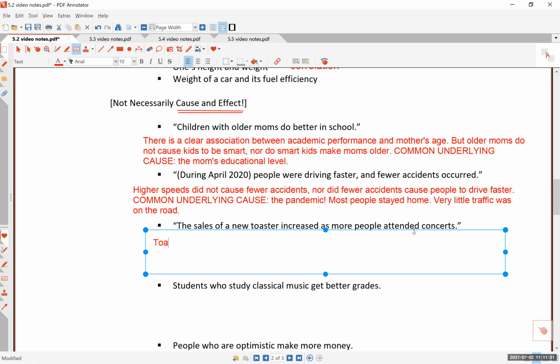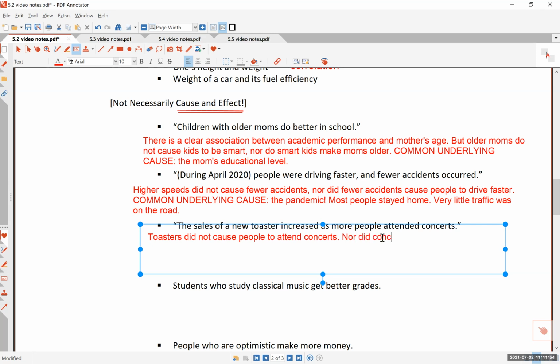Okay, toasters did not cause people to attend concerts. Is that believable? Yeah, I mean, it's ridiculous to say that when people buy toasters, that somehow makes them want to go to classical music concerts. No, that's not the cause, right?